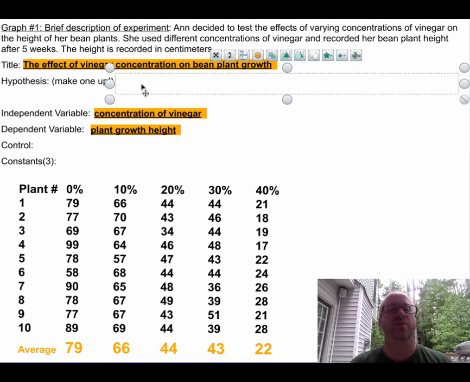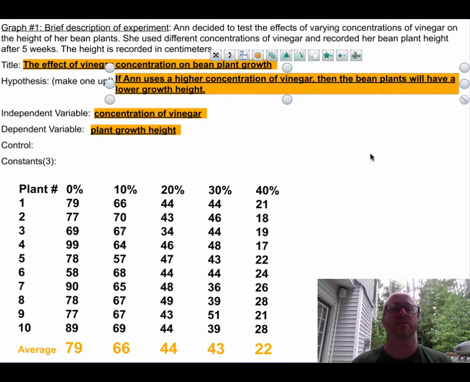Of course, when we need a hypothesis, you would come up with your hypothesis before you would actually do the experiment. And if we look at this, we might say something about if I do this, or more importantly, if Anne does this, then that will happen. Remember, after the then is your prediction. What comes after if is your independent variable. So maybe a hypothesis might look something like this: if Anne uses a higher concentration of vinegar, then the bean plants will have a lower growth height.